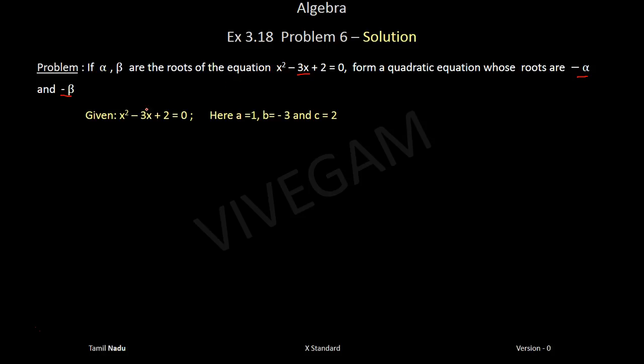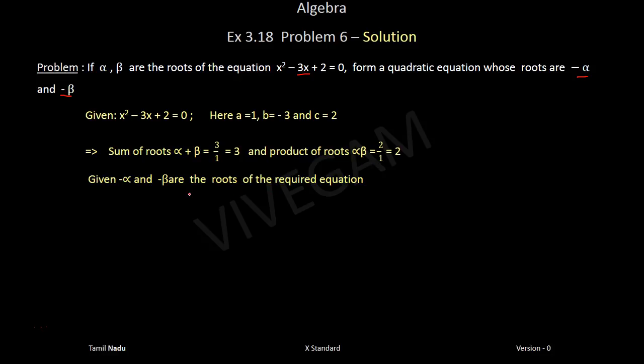So in this equation, a equal to 1, b is the coefficient of x, that is minus 3, and c, the constant, is 2. Right, so what's the sum of the roots? That is minus b by a, so that will become minus of minus 3 divided by 1, so that is 3. Product of the roots is c by a, that is 2 by 1, which is 2.